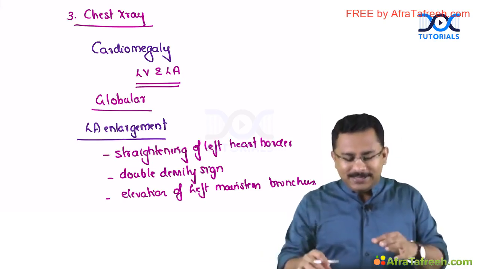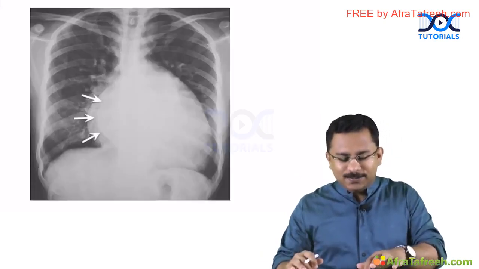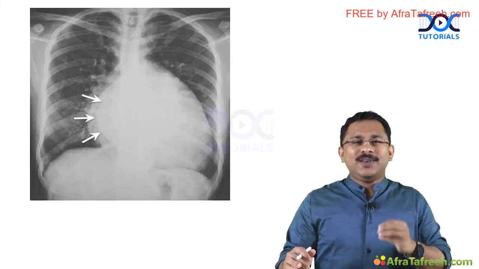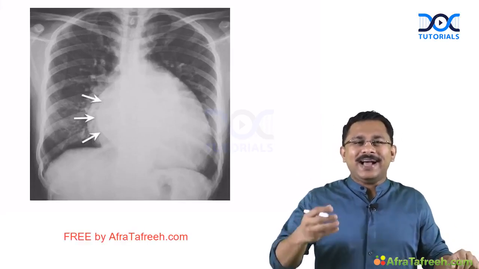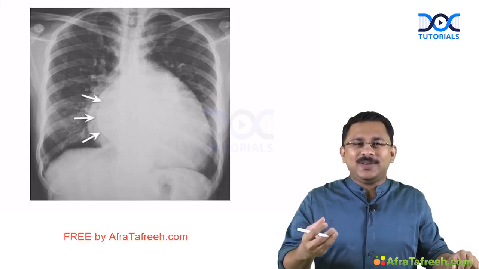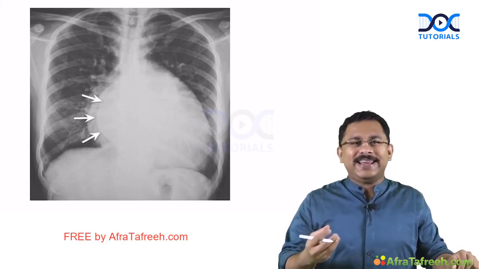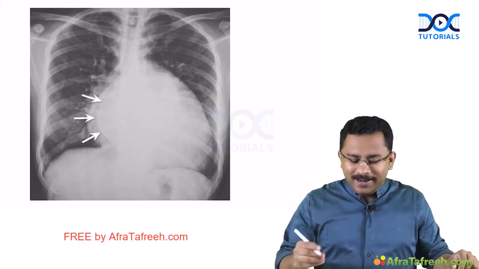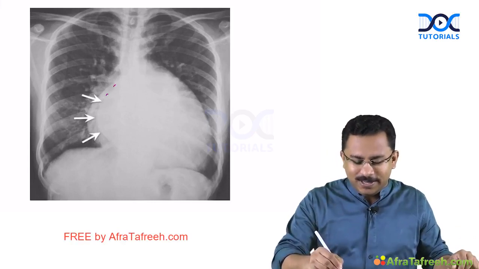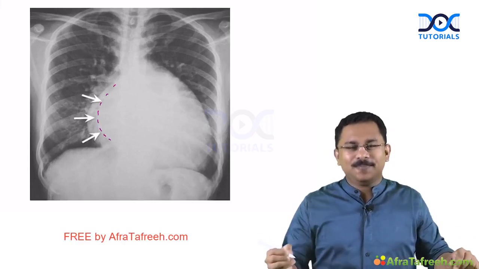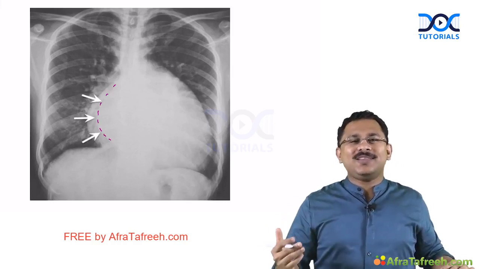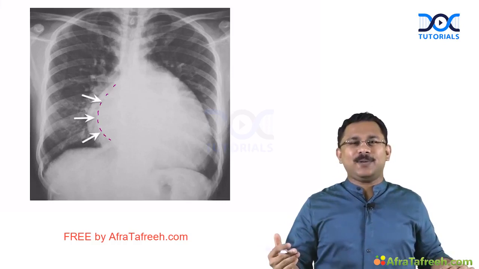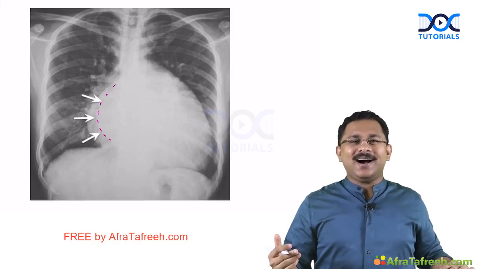So what happens is, I want you to have a look at this particular X-ray. When you have the left atrium that becomes enlarged, this atrial enlargement is visible as an extra heart shadow parallel to the right heart border. Parallel to the right heart border, you are seeing this extra heart shadow, and this is what you call the double density sign, or the double right heart border.